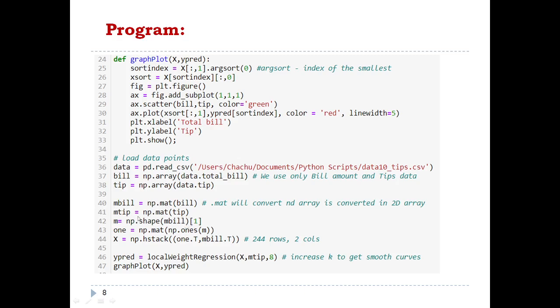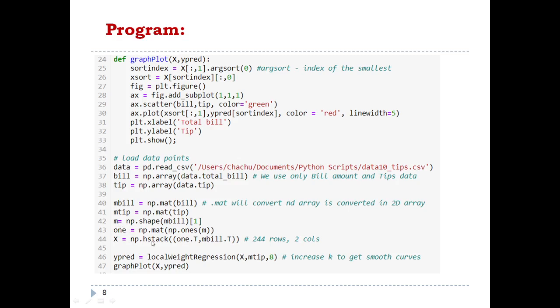So then we will be shaping these bill values, and we'll copy them into a variable m. Next, we will call the np.ones function. It will make all the values in the matrix ones, and this np.ones will return a new array of given shape and type filled with ones. That will be copied into a variable.